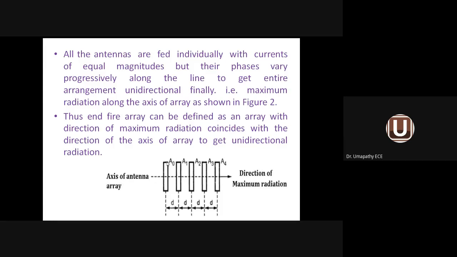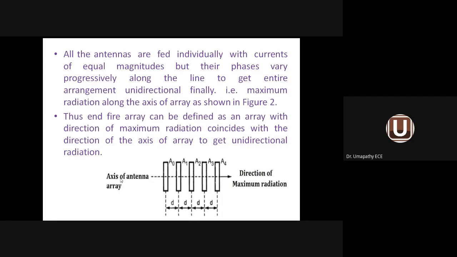There are 5 antenna elements, A0, A1, A2, A3 and A4. Center, axis of the antenna array. Distance between each and every antenna element, small letter d. But see the direction of maximum radiation, it goes along the axis of the antenna array. So I can define this antenna array as end-fire array. It is defined as an antenna array in which the direction of maximum radiation is available along the axis of the antenna array.